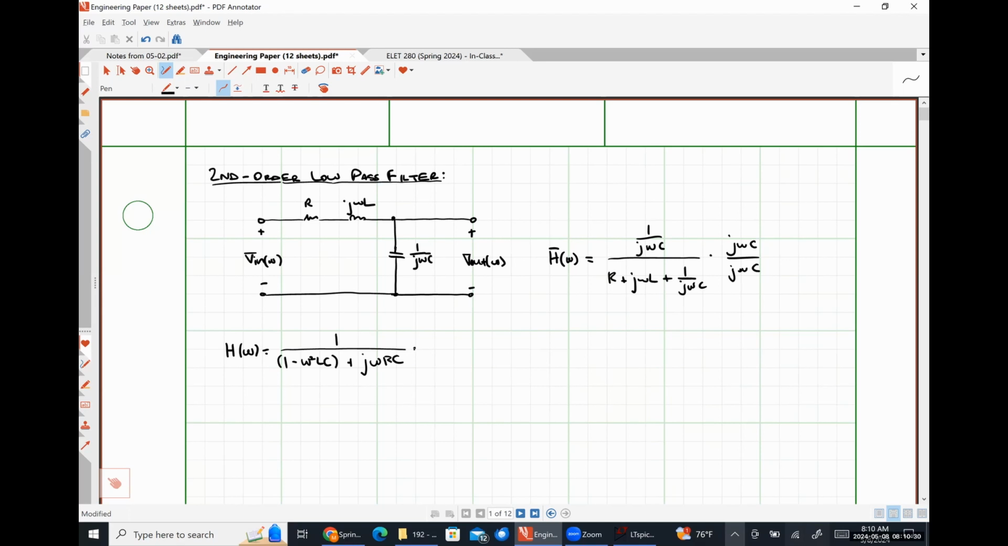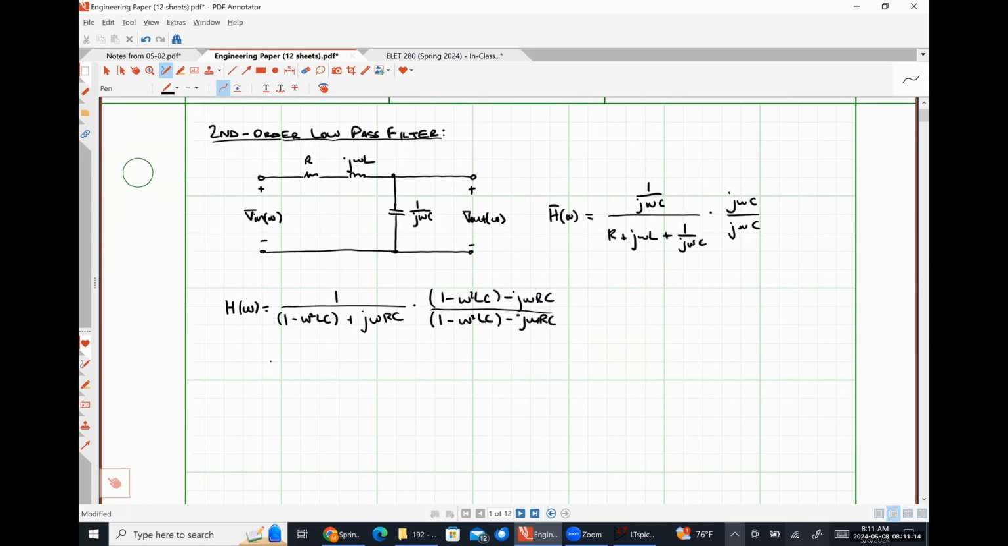And now to continue splitting this into its real and imaginary parts, what would I do? As a hint, it's the exact same thing that we did last Friday and in all of the examples that you watched in the video. Multiply by the complex conjugate of the denominator over the complex conjugate of the denominator. Absolutely right. So that's going to look like 1 minus omega squared LC minus j omega RC over 1 minus omega squared LC minus j omega RC.